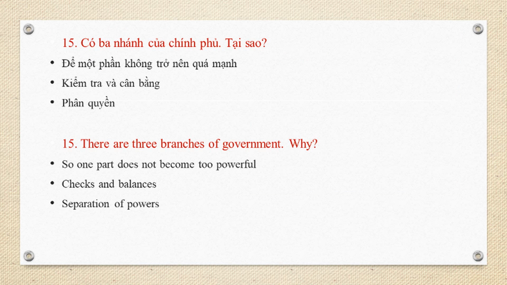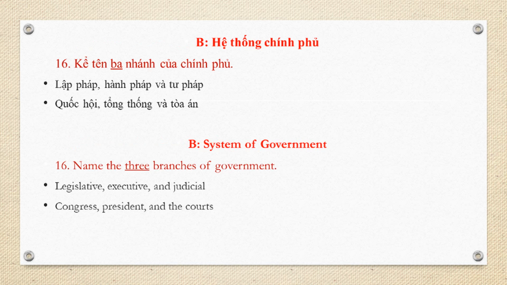15. There are 3 branches of government. Why? So one part does not become too powerful. Checks and balances. Separation of powers. B. System of government. 16. Name the three branches of government: legislative, executive, and judicial. Congress, President, and the courts.